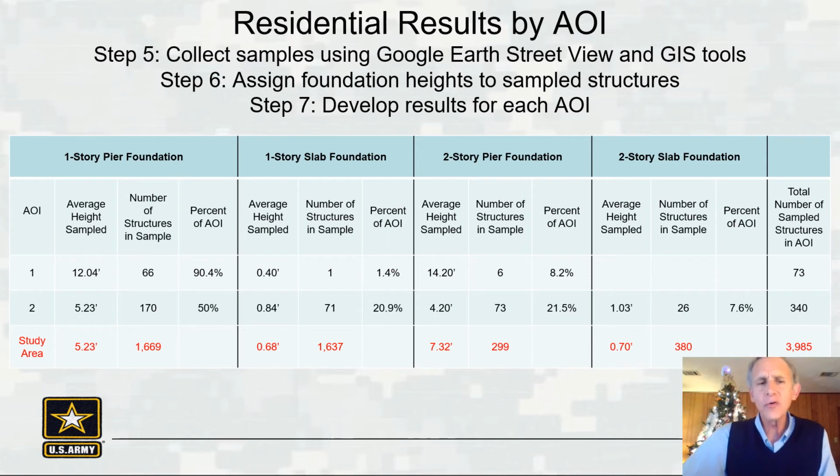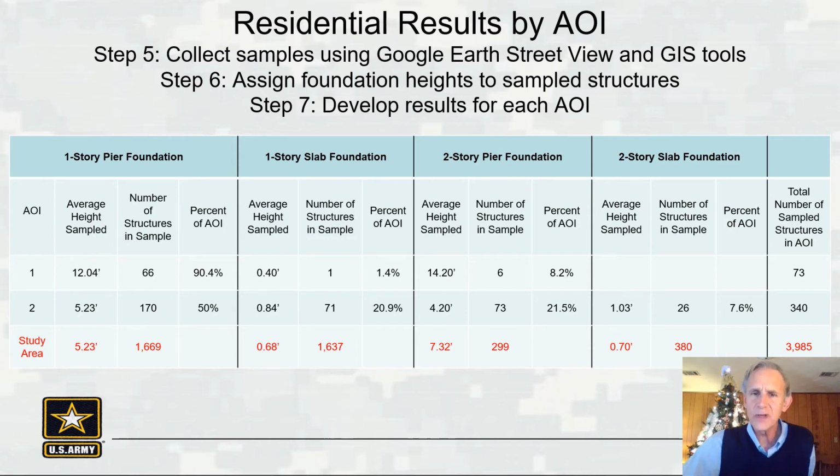Now we did this for all 24 of the areas of interest, and then we got a weighted average for the study areas. You can see that 5.23 feet was the average height of a 1-story pier off the ground for the entire study area, and for a slab it was about 0.7 of a foot. So you can see the information. We collected on about 4,000 structures ultimately with our teams.